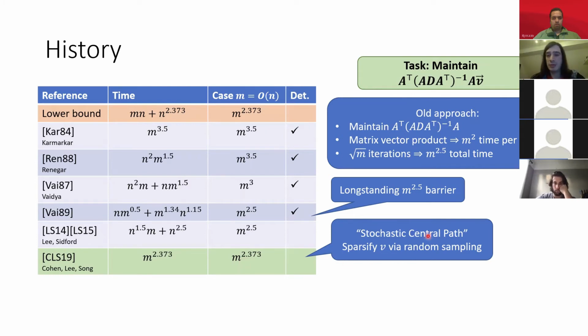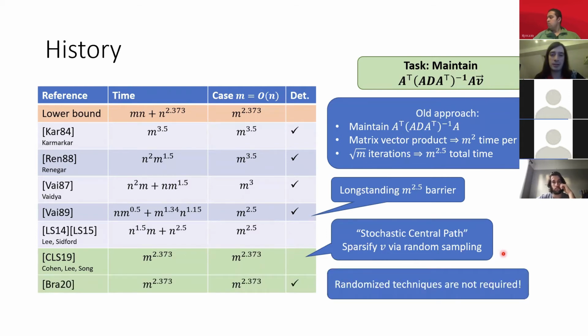But whenever there's some new idea, some new technique like the stochastic central path, it raises the question, do we really need this technique? How powerful is it? Also with regard to future research, should all future linear program solvers use the stochastic central path method? Or is there also some alternative way? And I've shown that actually you don't need these stochastic ideas. You can get a deterministic result without these new sampling techniques. That's kind of what I want to talk about now, how you can maintain this expression more efficiently without randomly sparsifying the vector v.